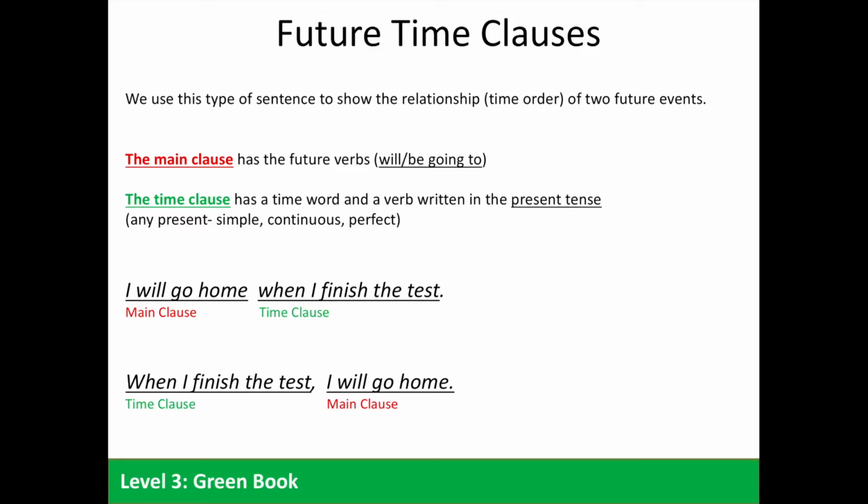This can be written in many different ways using simple present, present continuous, or present perfect. For example, I will go home when I finish the test. I will go home is the main clause. It can be alone, it's not dependent. Now, when I finish the test is a dependent clause. We have a time word, when.